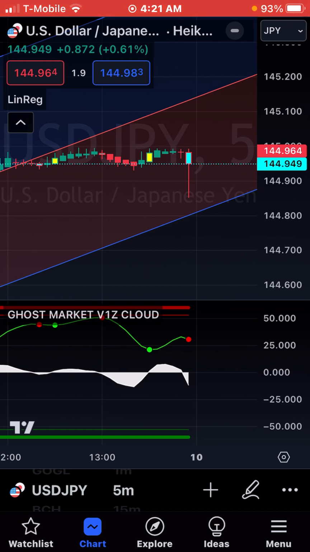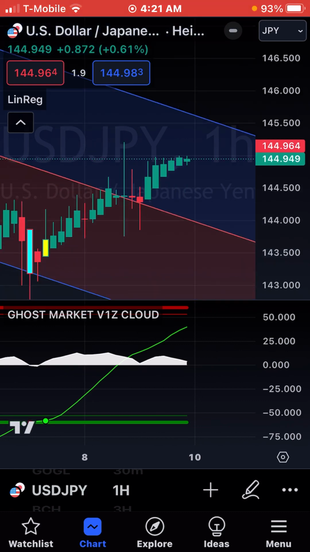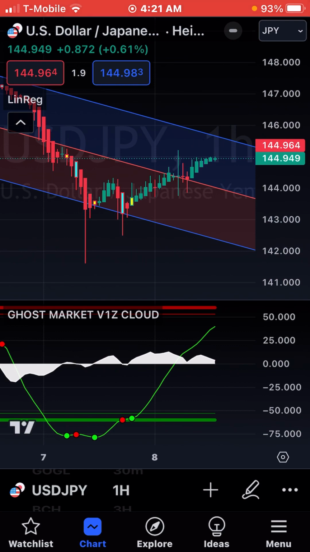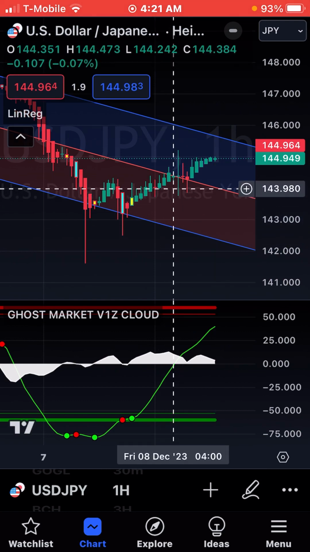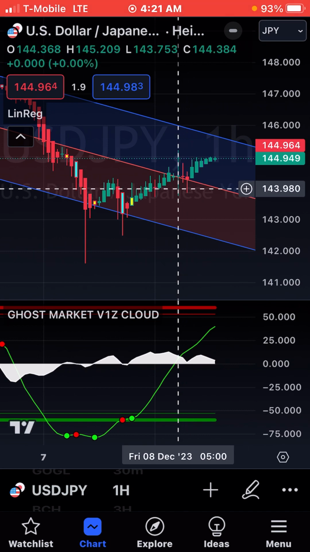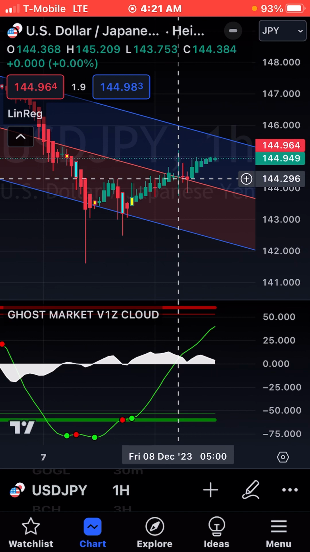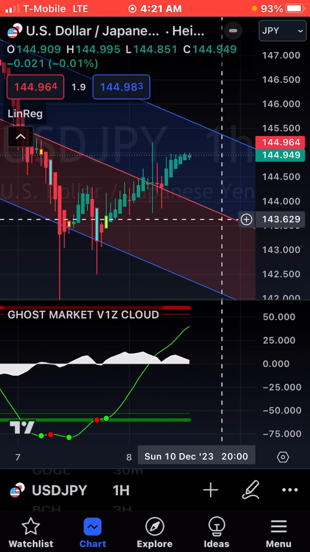What I think is the better strategy here is to focus on the hour and make your entries every time the green line comes through the cloud on Ghost Market Pro. So every time you see it coming through the cloud, when it goes up through the cloud, you're going to be doing a buy order. When it goes down, you're going to be doing a sell. You see that works really well right here. You see that it's going through the cloud.